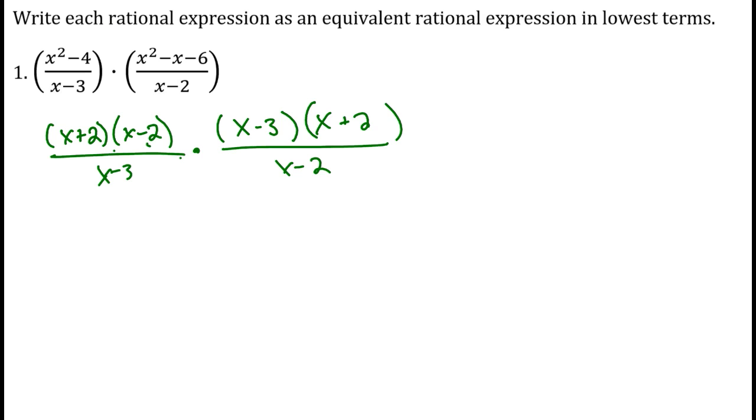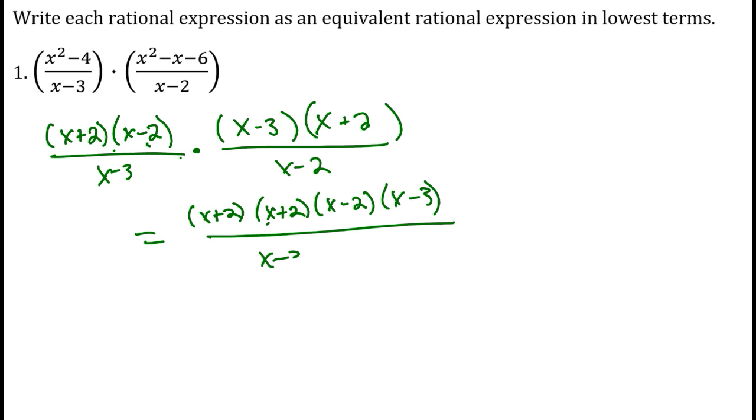When I multiply these rational expressions together, I get x plus 2 times x plus 2 in the numerator, divided by x minus 3 times x minus 2, because when we multiply rational expressions, we multiply across the top and then across the bottom. There's a common factor of x minus 3, so goodbye. And a common factor of x minus 2, so goodbye. We're left with x plus 2 times x plus 2, which is better known as x plus 2 squared.